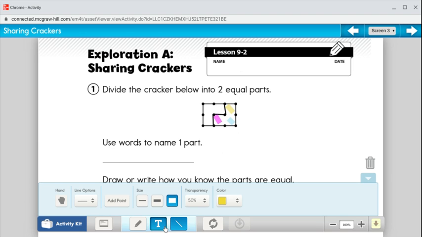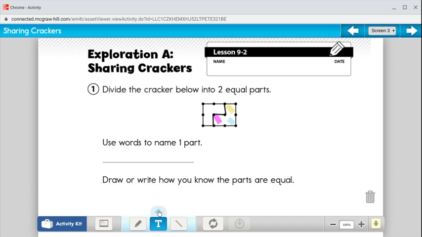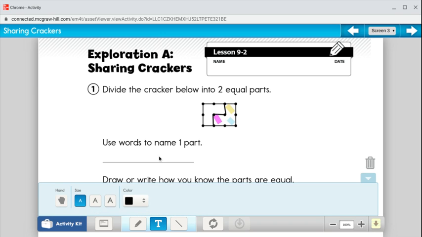So now what we want to do is name that one part. If I have 1 out of 2 parts, I can say 1 out of 2 parts, or we can say we have 1/2. Right? So those would be 2 names that we could give to this one part right here.